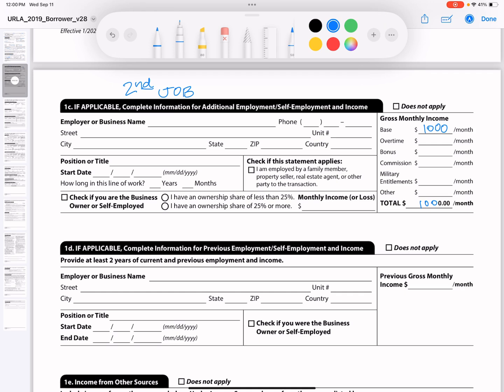So over here, this is where you would fill out self-employed. I'm not going to get too deep into the self-employment component because that's a large topic and I don't want to derail this video. I'm going to do a separate self-employment video, so stay tuned for that.